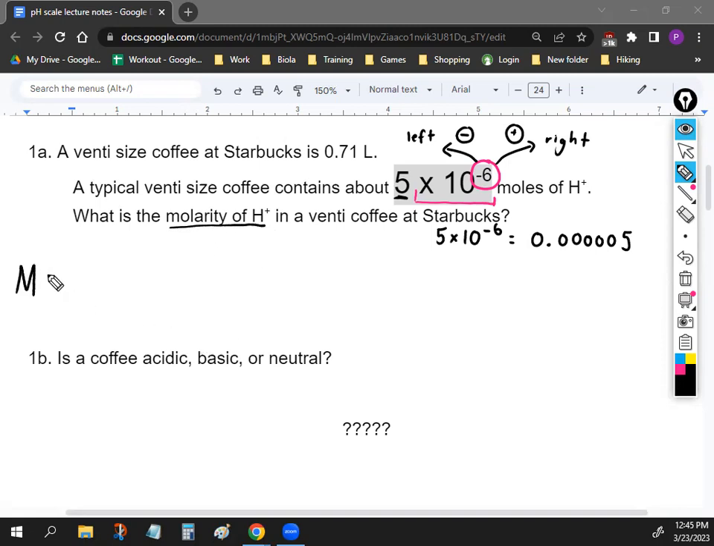Okay, we've been using the molarity equation for like, I don't know, like 3 months now, since like November. I don't even know what month it is anymore. That's 5 months.